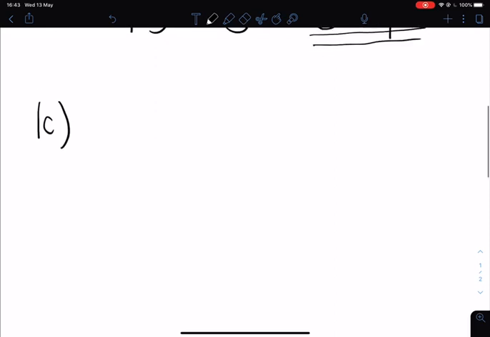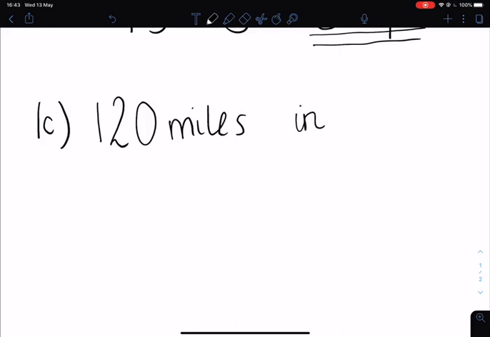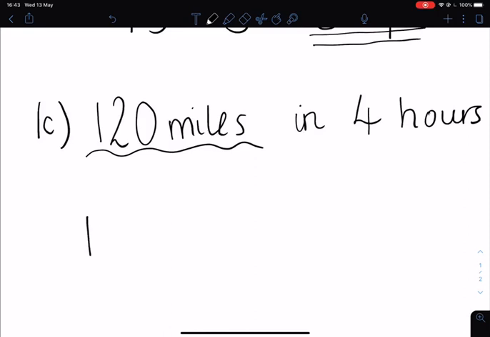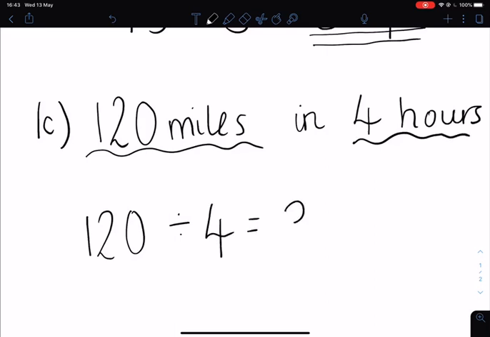So for question C, we travel 120 miles in 4 hours. So how fast was I travelling? So my distance here is 120 miles and our time is 4 hours. So 120 divided by 4 is 30. Because we're travelling in miles, it is miles per hour.